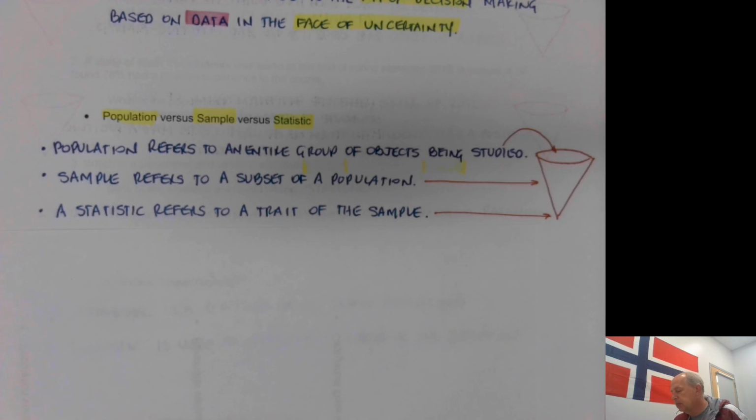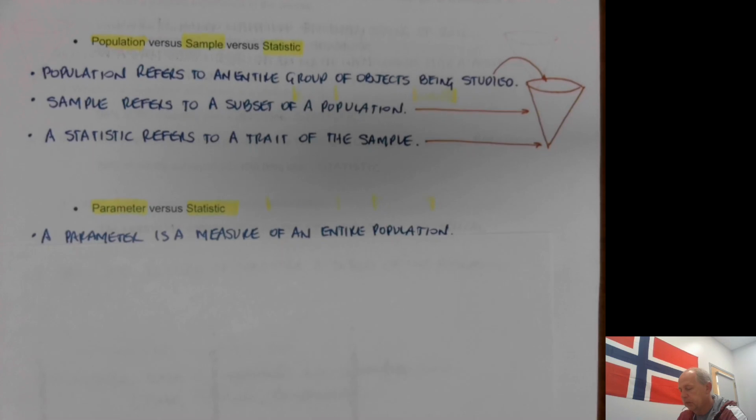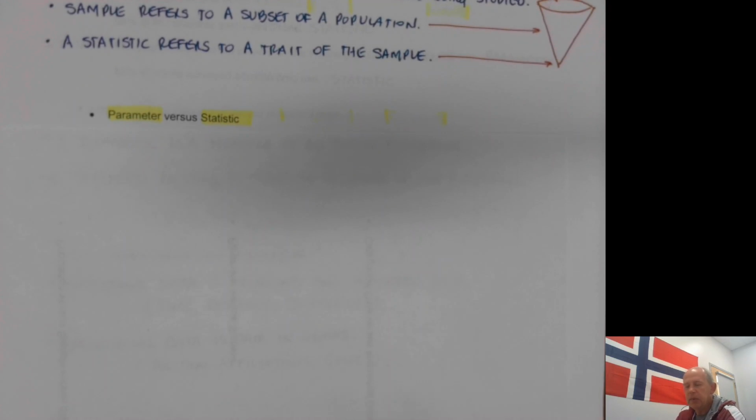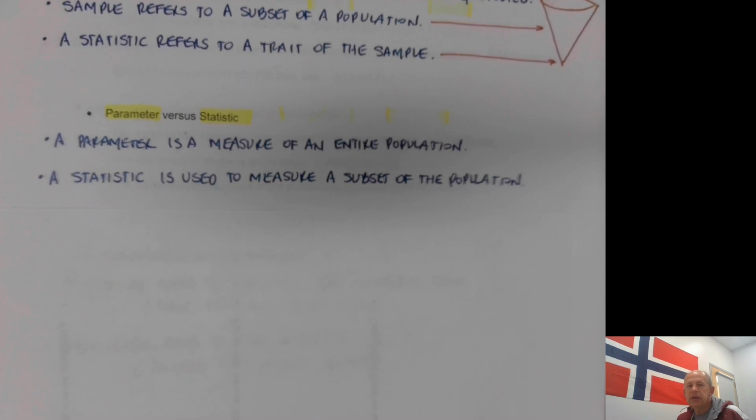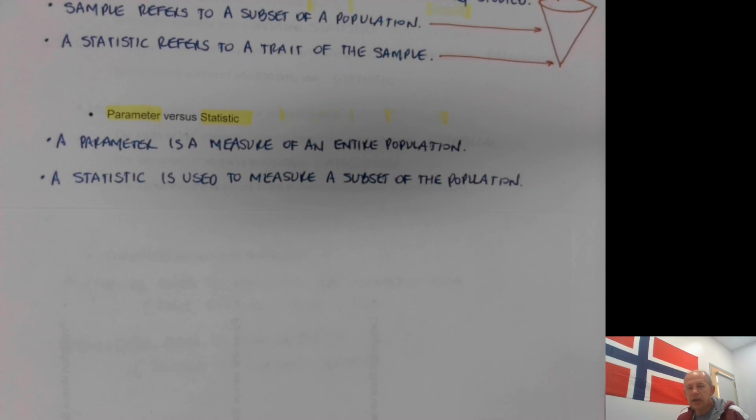We're going to go through some examples here in a minute and talk about these concepts of population, sample, and statistic, but they're sort of a general gist of how this looks visually in a funnel and how it looks verbally in the definition. The difference between a parameter and a statistic: a parameter is the measure of an entire population, and a statistic is used again to measure some subset of a population. We'll take a look at an example of this in a second.